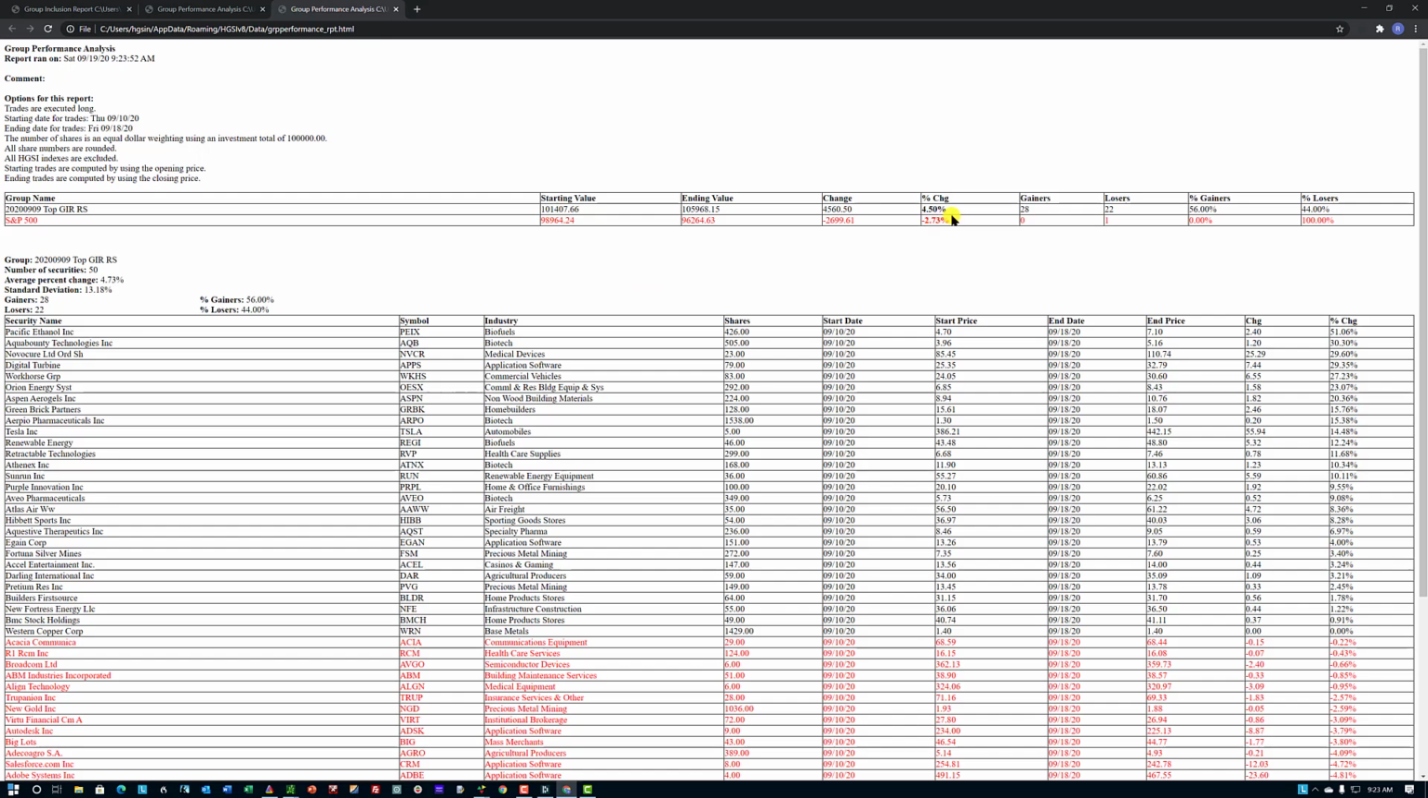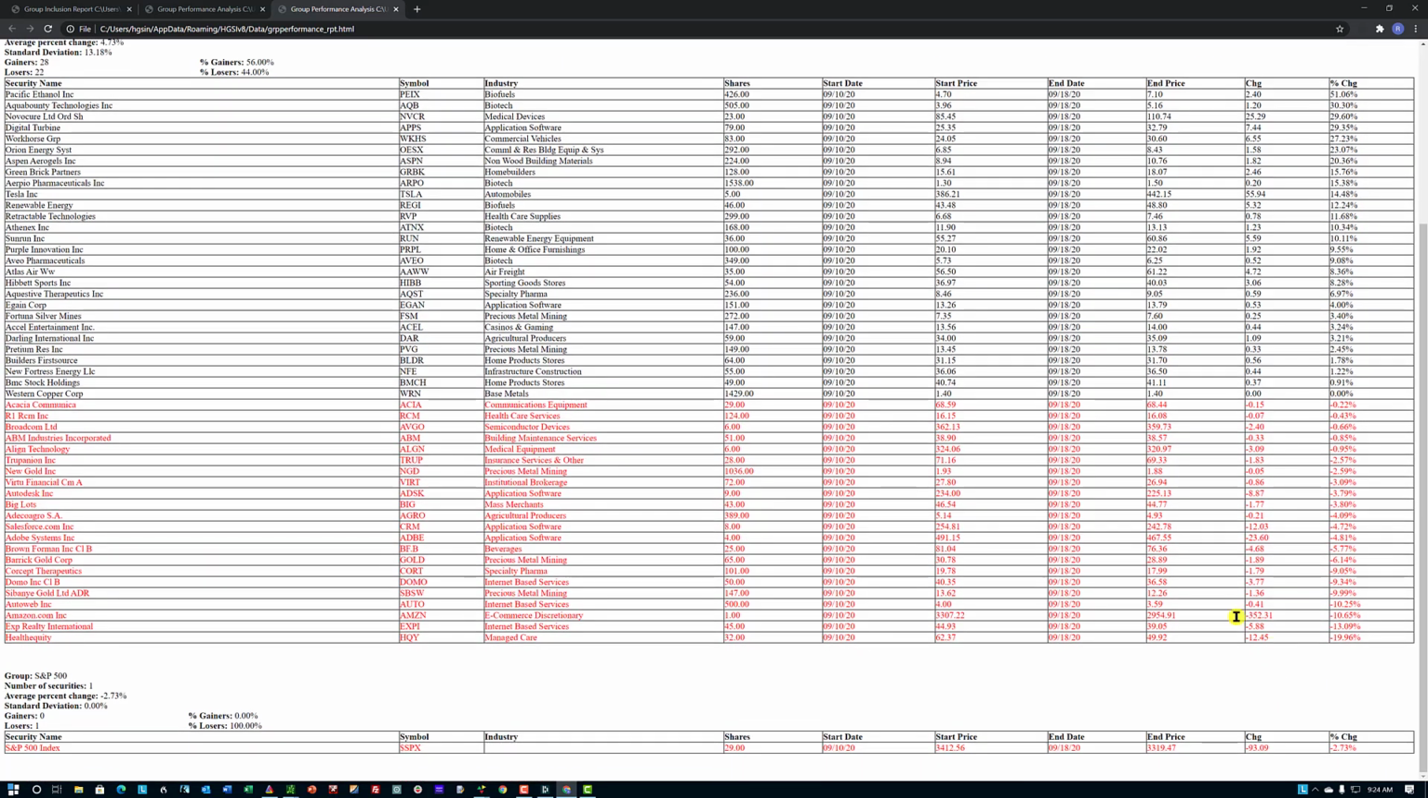Well, this is better, 4.5, 5 minutes. About 7% difference here between the S&P and what these stocks did. And here's where Pacific Ethanol is starting to show up. And it's up a mere 51.06% over that time period.